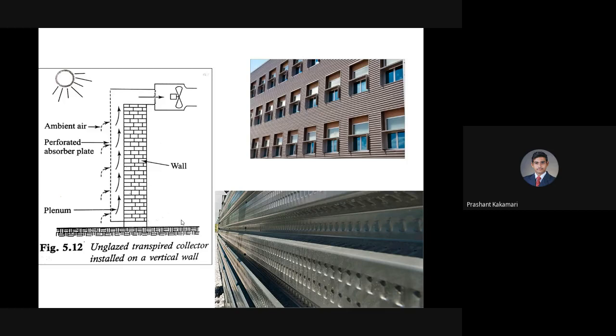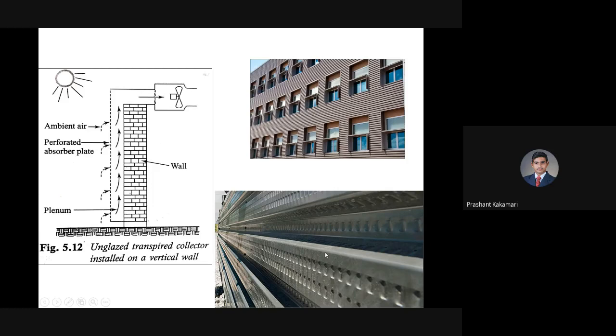Same principle, but what changes here? In place of glazing, in place of the glasses which were used earlier, or in place of concrete structures, we are using perforated surfaces. That is the only difference. If you are going for perforated surfaces like this, it is called unglazed, without glasses. Transpired, because air can transmit easily and come out anytime, so it can maintain the atmospheric conditions.